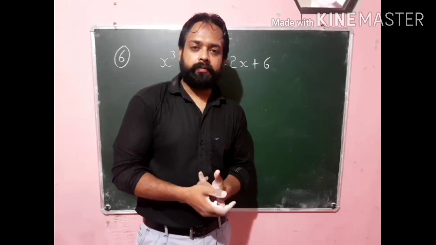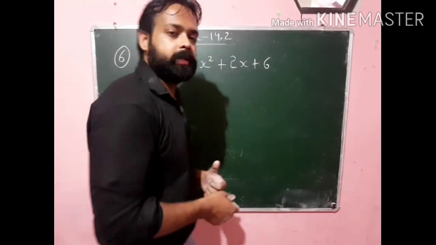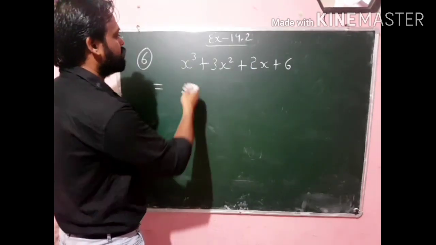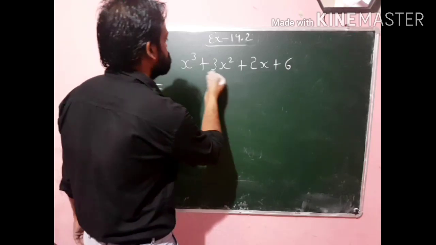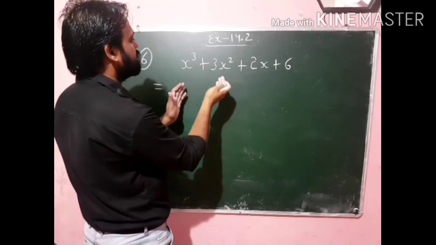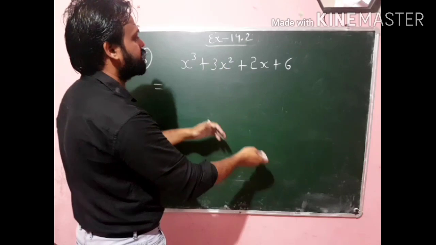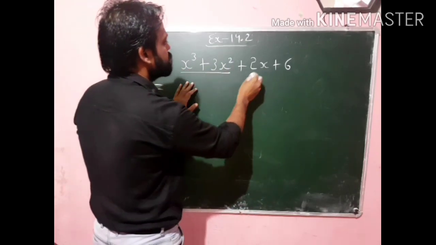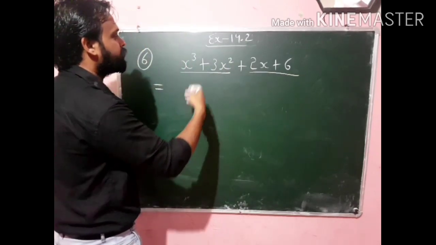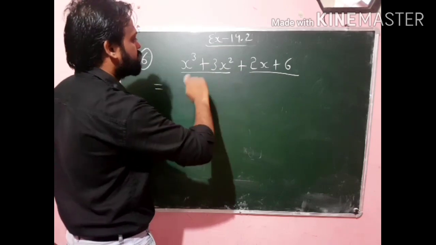Now let me start the sixth sum. You can see this sixth sum. Again we have to do the same steps, which means we have to select the terms of the first group and also of the second group. We can see this is the first group and this is the second group, because we still get some common factors in each group.